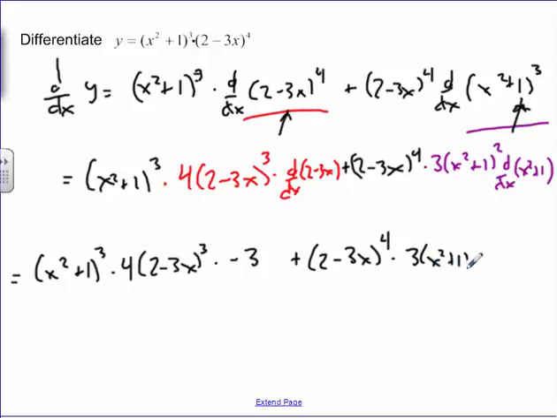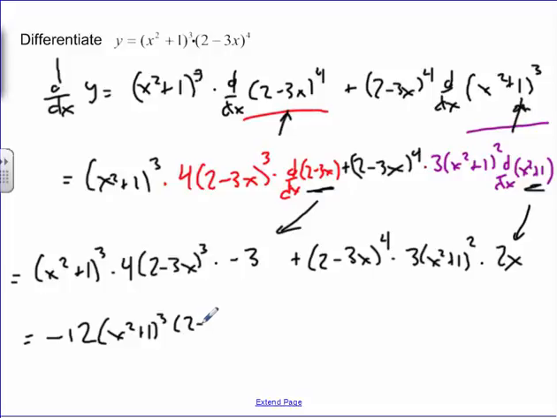I mean, all I'm doing so far is just rewriting the first stuff that I didn't have to derive. Really, all I had to derive was this guy and this guy. That one's 2x, and this one's -3. So last step, let's clean it up a little bit here. Let's make it a -12, and then we've got an x squared plus 1 to the 3, and a 2 minus 3x to the 3.